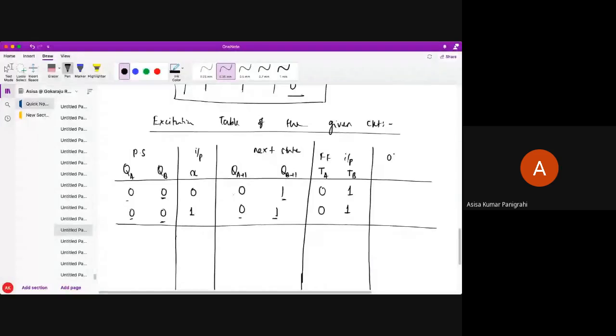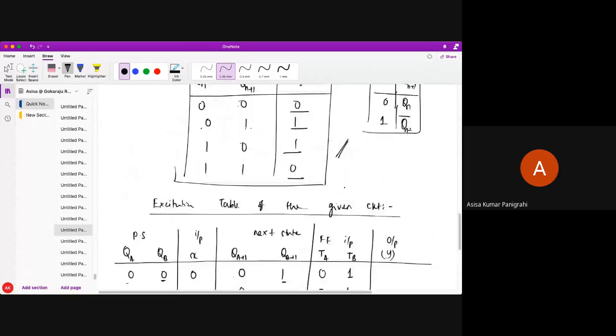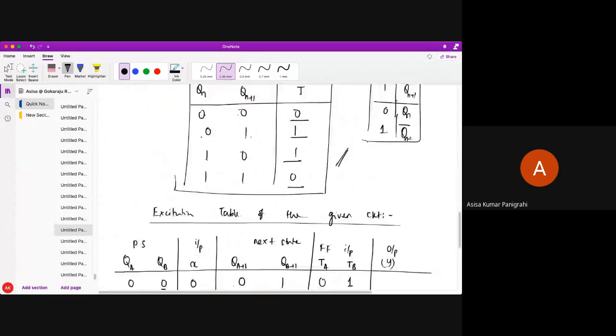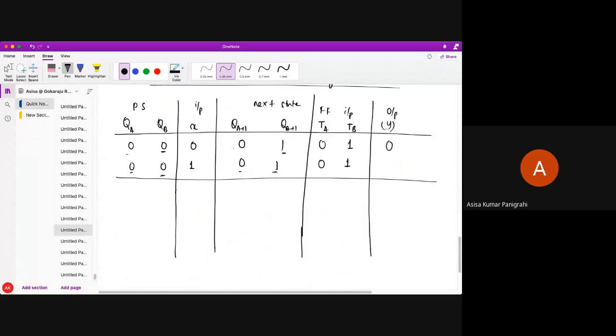And what is my output here? My output will be Y. For x equal to 0 as well as for x equal to 1, my output is 0. That is what I am writing over here. Now I move to the next part. Yes, any doubt?